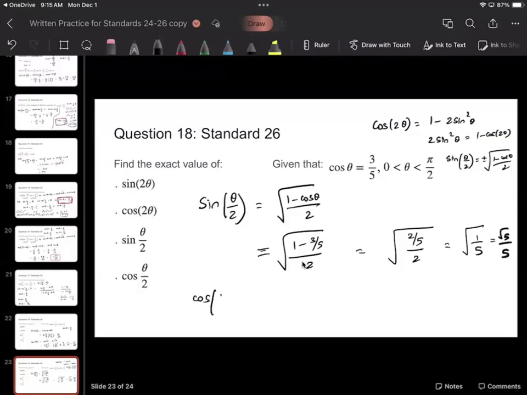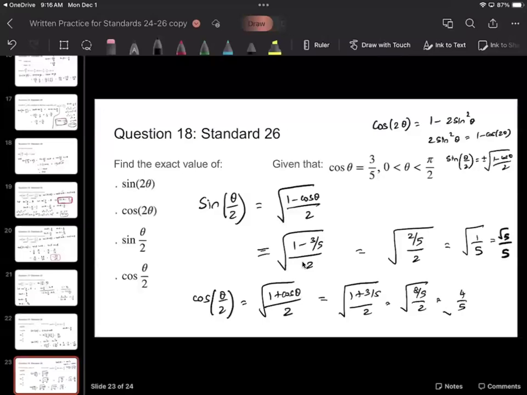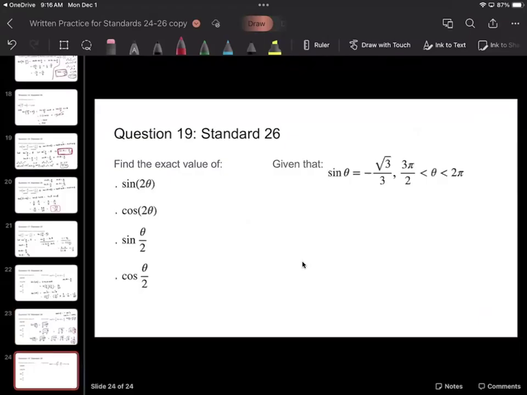Now cosine theta over 2 is square root of 1 plus cosine theta over 2. I'm just using the positive because these are all in the first quadrant. So you have 1 plus 3/5 over 2, which is 8/5 over 2, which is 4/5, which is 2 over root 5, or 2 root 5 over 5. So these are our final answers for the half angles. That brings us to the last question.